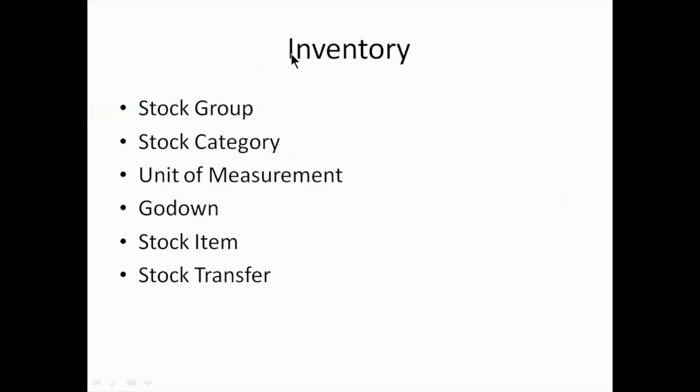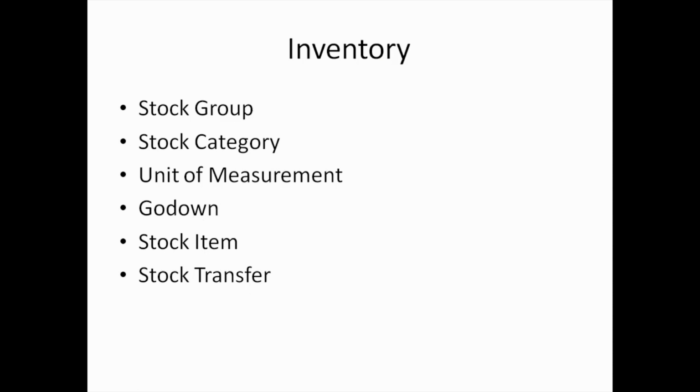So first of all, inventory means stock. It can be raw material, work in progress, or finished goods. Any type of stock it will be. To create inventory or stock item, we first need to create stock group, then stock category. You need to create the unit of measurement, that is how to measure the stock, and different locations, that is godowns, and then we create the stock item. And if we transfer goods from one godown to another godown, we need to create the stock transfer entry.